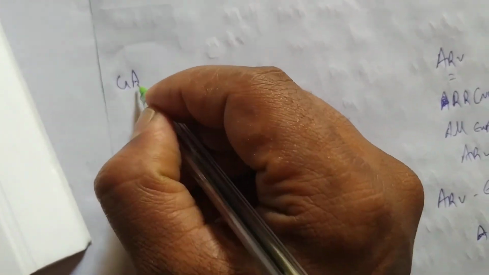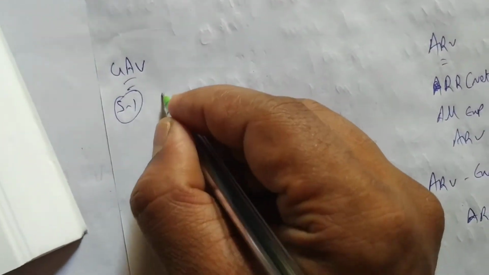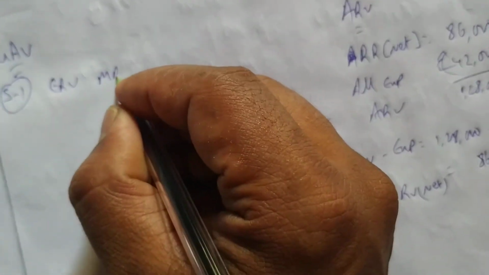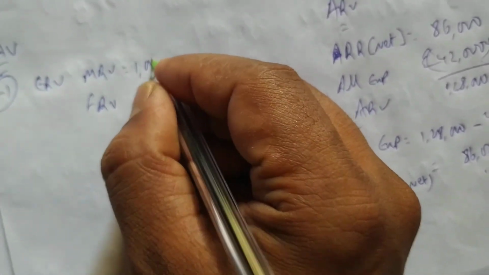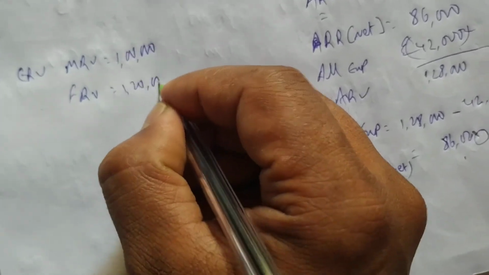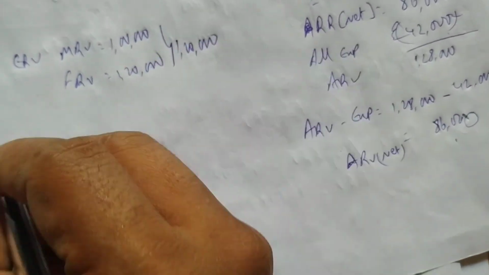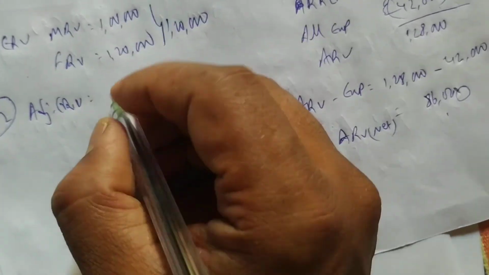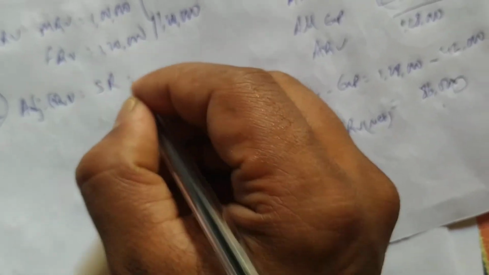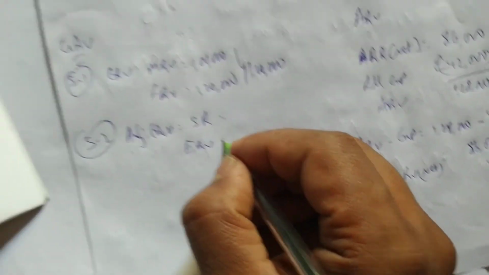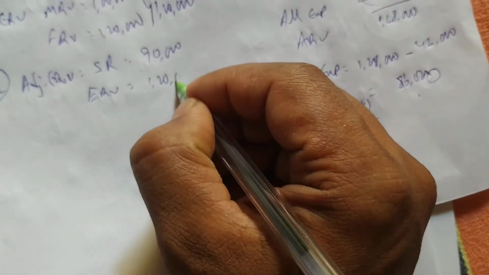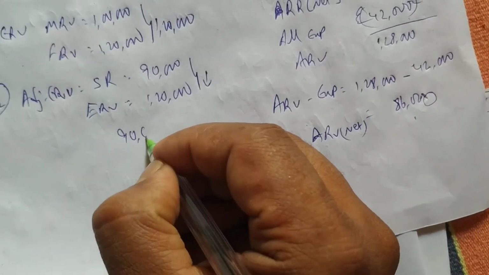So how to find GAV? First step is ERV. MRV is 1,20,000 and FRV is 1 lakh, so the highest is 1,20,000. This is ERV. Step number 2 is adjusted ERV. Standard rent is 90,000 and ERV is 1,20,000, so the lower one, 90,000, is adjusted ERV.